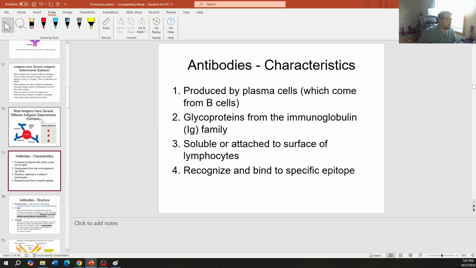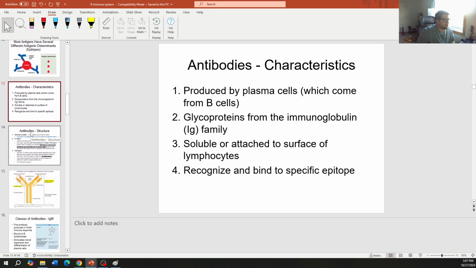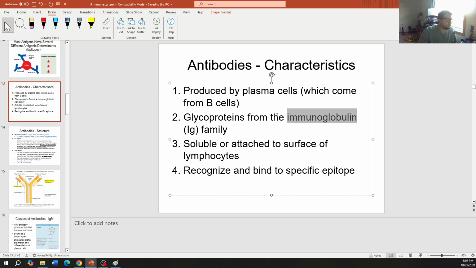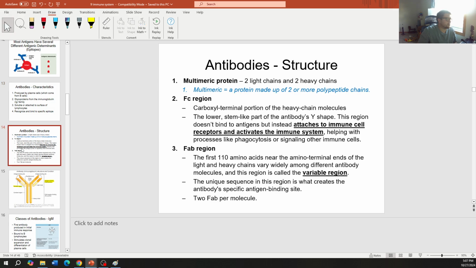So now talking just about antibodies specifically. We know that they're produced by the plasma cells from the B cells. They are glycoproteins, specifically from a group called the immunoglobulins. We'll see this abbreviation, Ig. So antibodies are glycoproteins, and specifically the type of glycoprotein that they are is an immunoglobulin. Okay? They're soluble, or they're attached to the surface of lymphocytes, and they recognize and bind to specific epitopes.